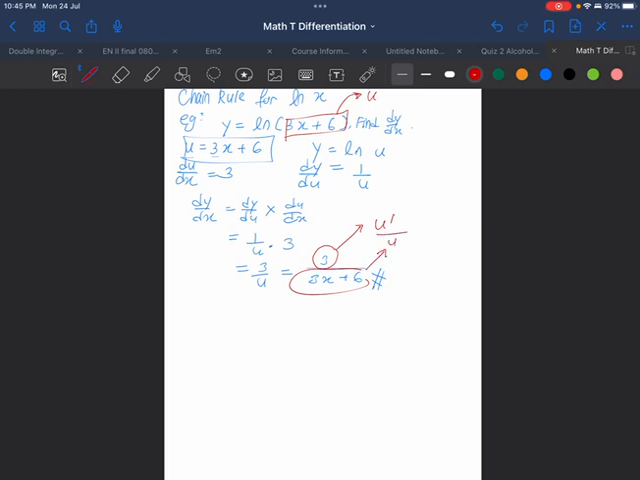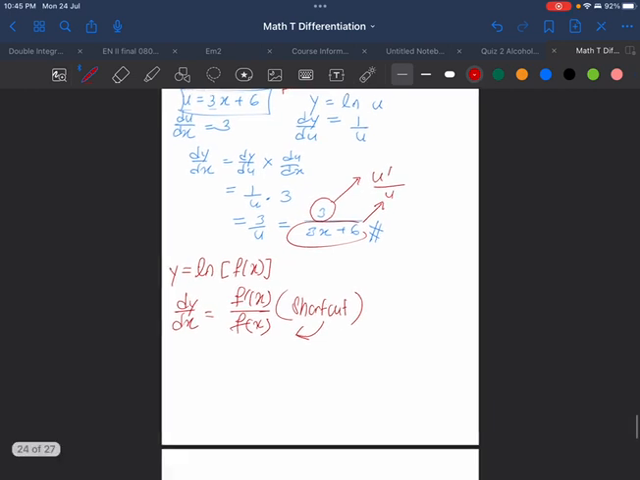So from here we deduce that when we have y equals ln f(x), then dy/dx will be equivalent to f'(x) over f(x). So this is the shortcut for ln f(x). f(x) is any function. We put the differentiation of the function on the numerator and put the original function at the denominator. So that is the differentiation of ln f(x).